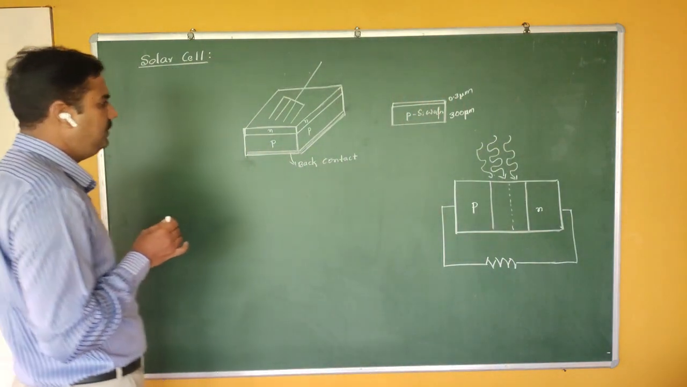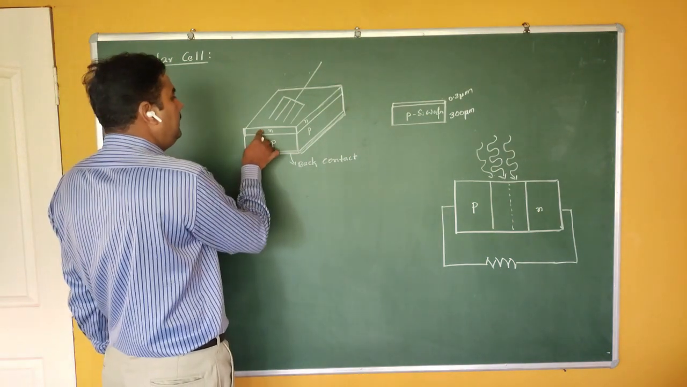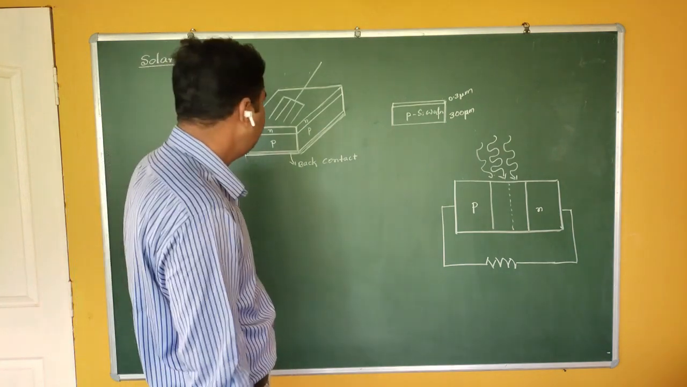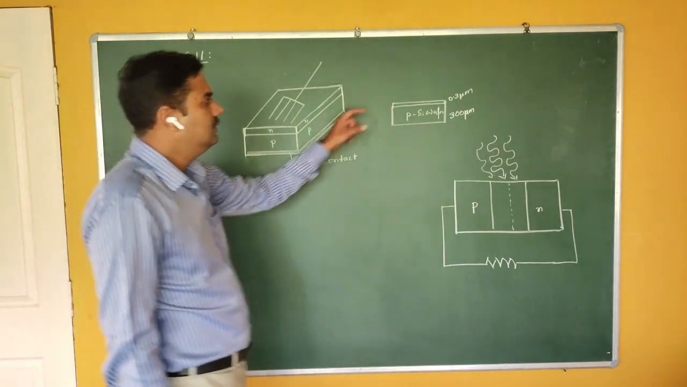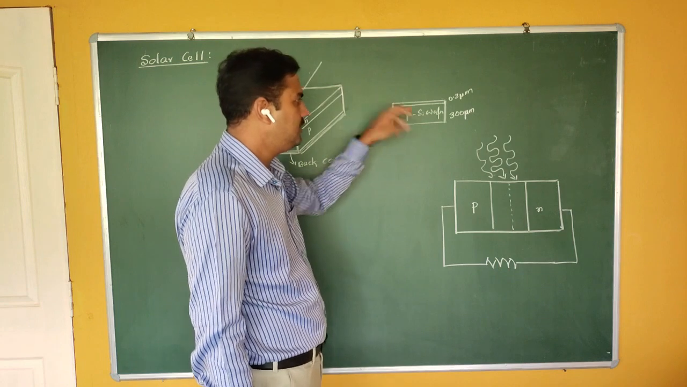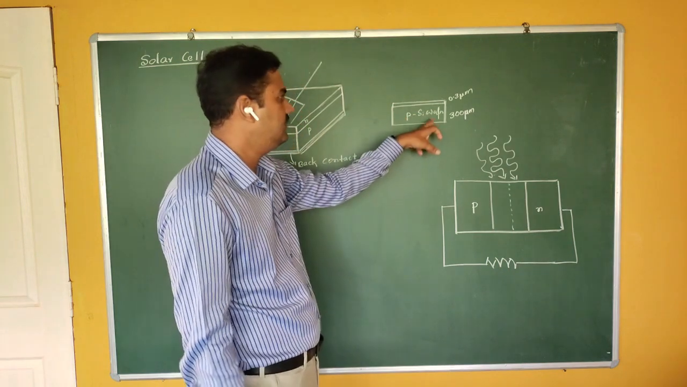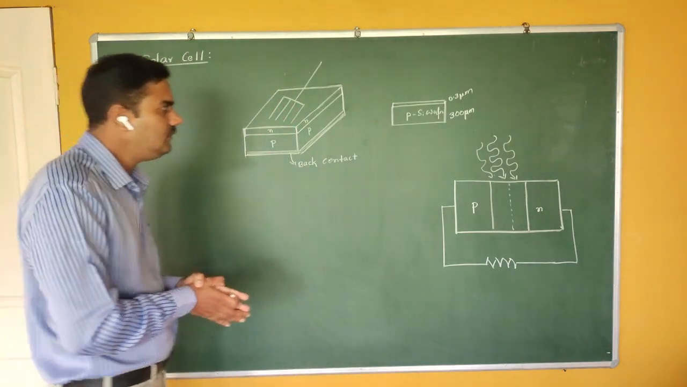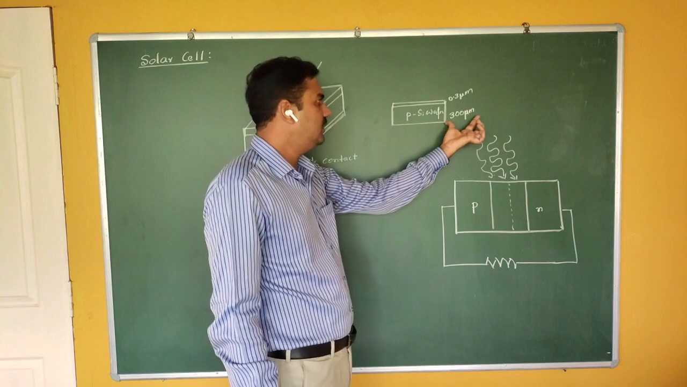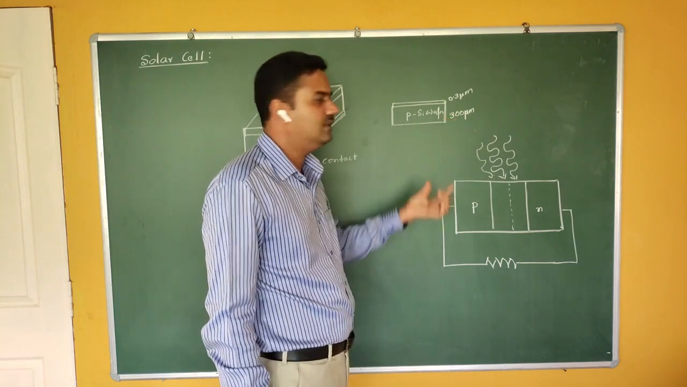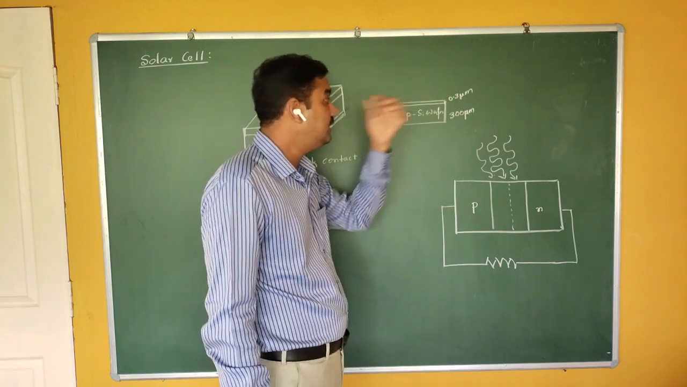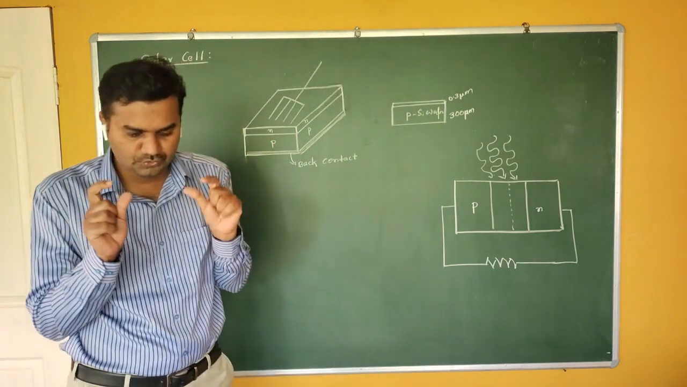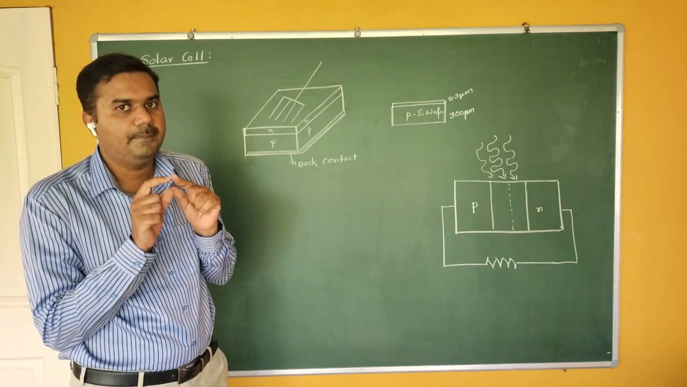See, the construction is very simple. Again, it is a PN junction diode. You have a P type and an N type, but the thickness is not the same here. The P type silicon wafer has a small thickness, a thin film wafer of around 300 micrometer, and the N type on the top has a thickness of 0.3 micrometer. The thickness of the N should be less than the thickness of P.